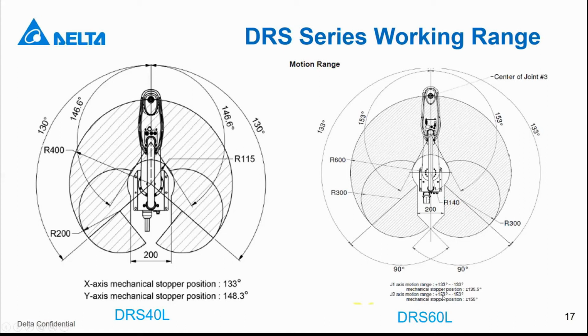On the right, it's a DRS60L series. You can see the working range picture is quite similar. So you can also reference this picture to design your machine or application.